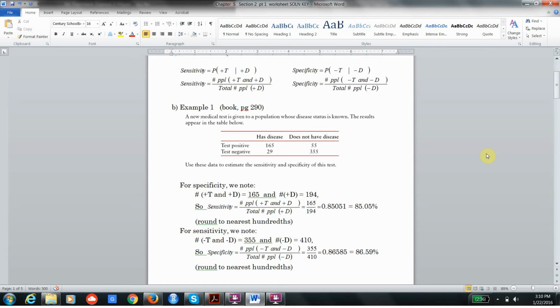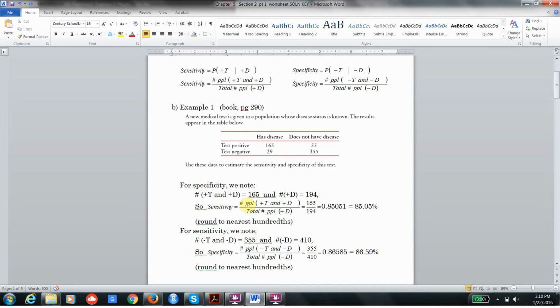Notice we're given a table here, okay? We want to figure out here what the specificity and sensitivity are. So we know the number of people that have the disease and don't have the disease. Then we administer a test and we look at their test results. And from that we tabulate the following numbers here. So this is given.